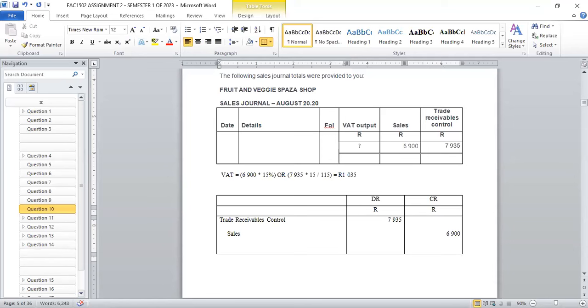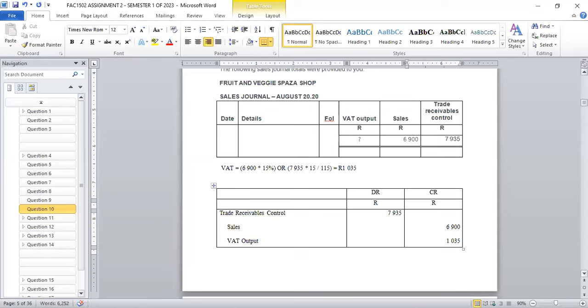Then the VAT on sales is VAT output. The VAT that you charge on sales is VAT output, which is the figure that we calculated, which is 1,035. But when you are showing your answer on myUnisa, you don't have to put a space when you face such questions, and you don't have to put the rand. If they are decimals, round to 2 decimal places, unless told otherwise. Any questions?